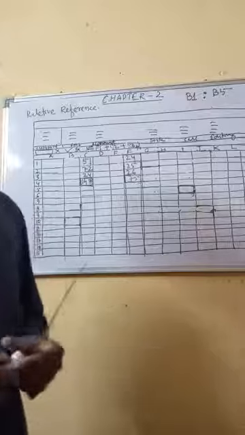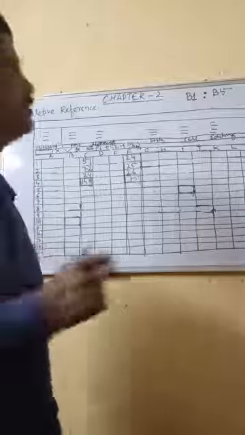Relative reference. Relative reference means what? When the same formula is to be applied to another set of values, we can copy the formula to another set, and the cell addresses only will be changed automatically by the computer, but the operator will remain the same. So that method is called what? Relative reference.